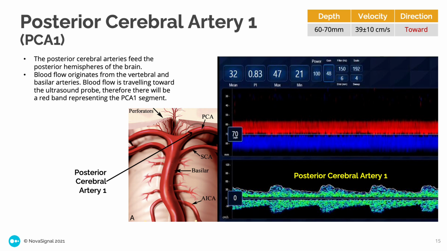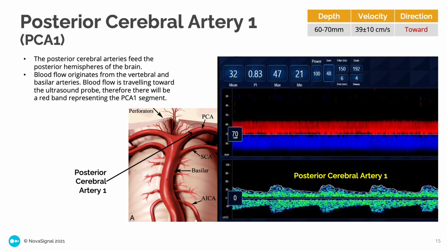The posterior cerebral artery 1 segment, or PCA1, feeds the posterior hemispheres of the brain. Blood flow originates from the vertebral and basilar arteries. Blood flow is traveling towards the ultrasound probe. Therefore, there will be a red band representing the P1 segment. It is possible to get just a red band by itself, or also this red and blue band, which I will cover later. If it is just a red band by itself, if you notice in M mode, P1 and terminal look the same in M mode.